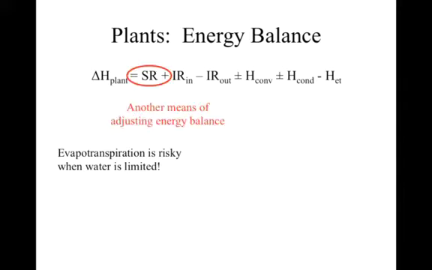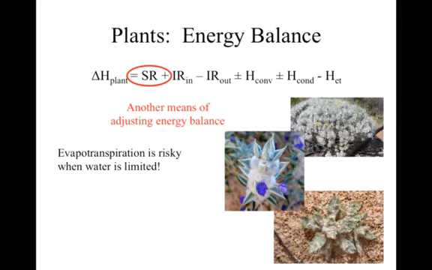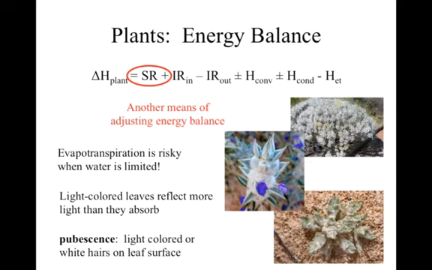So the other thing that you find fairly commonly in plants is to adjust solar radiation. You think, how do they do that? How do they turn off the sun? Well, they don't. What they do is they alter their surface, they alter their albedo in order to reflect more of the sunlight. And so they try to become whiter. These are all desert plants, but you'll notice they're all kind of white. They're white because they have light-colored leaves that reflect more light than they absorb. They also have what's known as pubescence, which is light-colored white hairs on the leaf surface. That pubescence makes the leaves a whiter color, and that reflects the sunlight. And so that reduces the amount of heat coming in due to solar radiation.